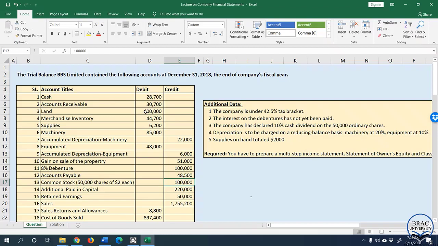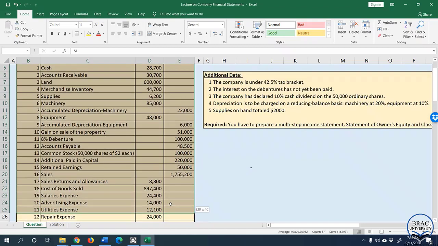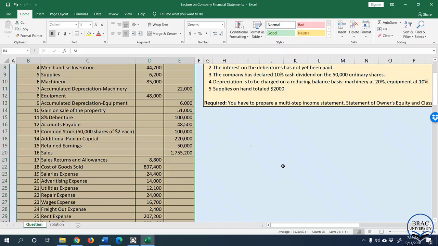As you can see in this problem, we are given a trial balance of PBS Limited, a corporation or company, at the end of December 31, 2018, which is the end of the company's fiscal year. That means the company maintains a January 1 to December 31 accounting period, right? To prepare the financial statements, we need a trial balance, and that is what is given here.